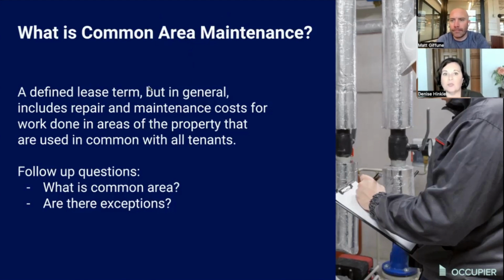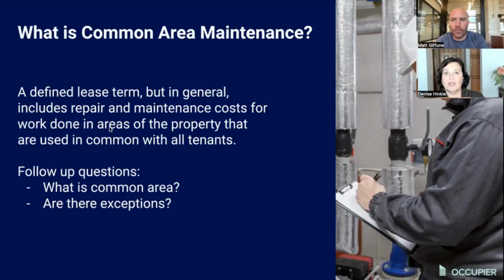A common area is really a space within a property that all tenants equally have access to. So think of things like common area lobbies when you walk into an office building, sidewalks, parking lots. It could even include HVAC space or back of the house space that houses the equipment that provides heating and air conditioning for the entire property. All those are considered common area spaces. Are there exceptions to that? Absolutely, there are exceptions. There are exceptions to all different kinds of things in a lease, and this is one of those areas.